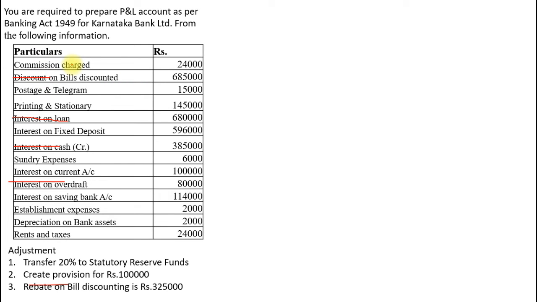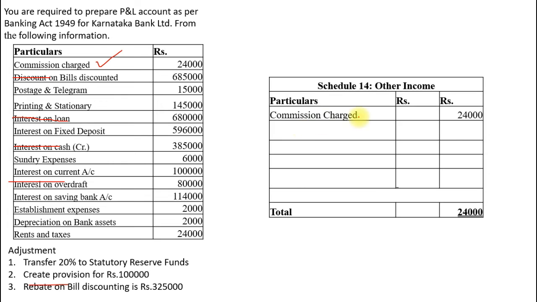Number one, commission charged. Yes, that's an income. The moment the bank charges commission, it's an income for them. So that's another income. Postage, printing, interest, sundry expense, establishment, the rest are all expenses from the point of view of the bank, so they won't appear. So there's only one other income, that is commission charged. So under Schedule 14, other income, we will write commission charged, amount is 24,000. So the total comes to 24,000 because that's the only thing available.